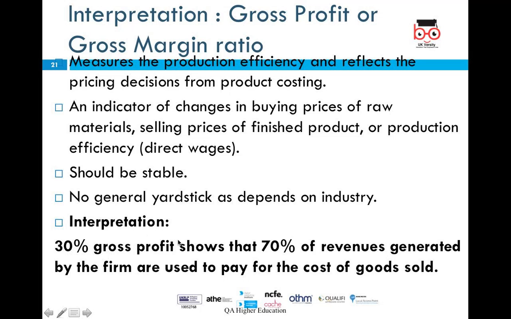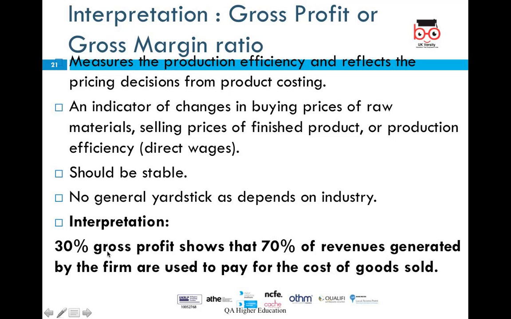Normally, when we get a yardstick of 30% or 40% gross profit, it means that from 100% of revenue, when you deduct the gross profit figure, you have the remainder. That means the remainder of the revenue generated is used to pay for the cost of goods sold. If you have a 30% gross profit, that shows 70%, 100 minus 30, of the revenue generated is used to pay for the cost of goods sold.